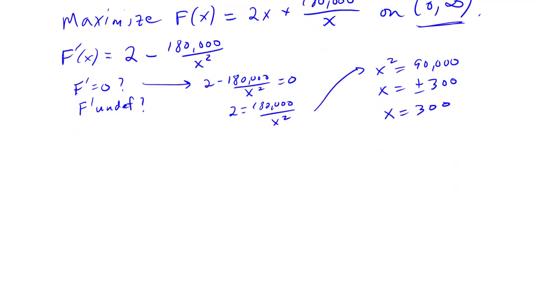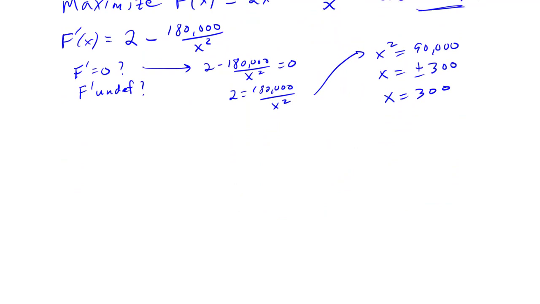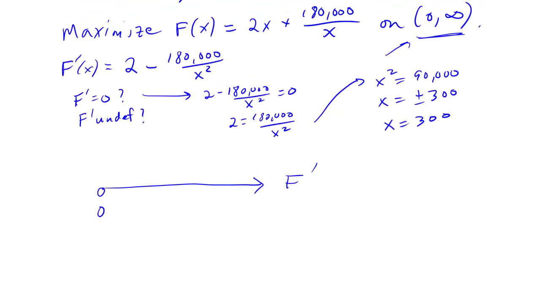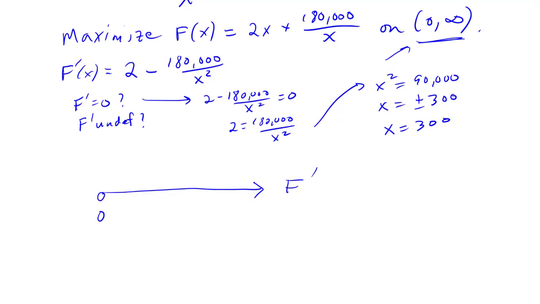So now I want to see, what does that mean? Well, again, I'm going to draw my f prime chart. Now, I'm going to start again open at 0. I am going to go off to infinity, because that was my domain here. And I'm going to put 300 in there. Let me go back to my derivative, which is this. If I plug a small number, so I plug 1 in there, I get 2 minus 180,000. That's definitely negative.